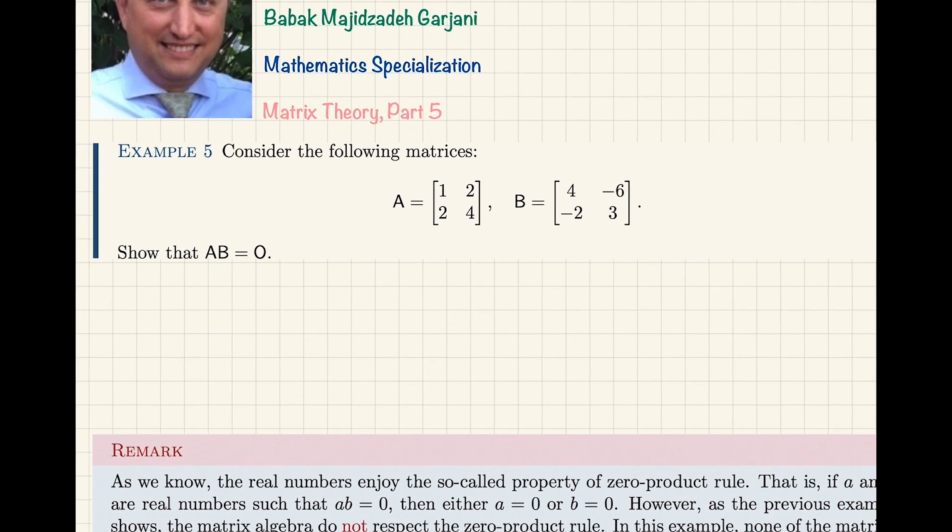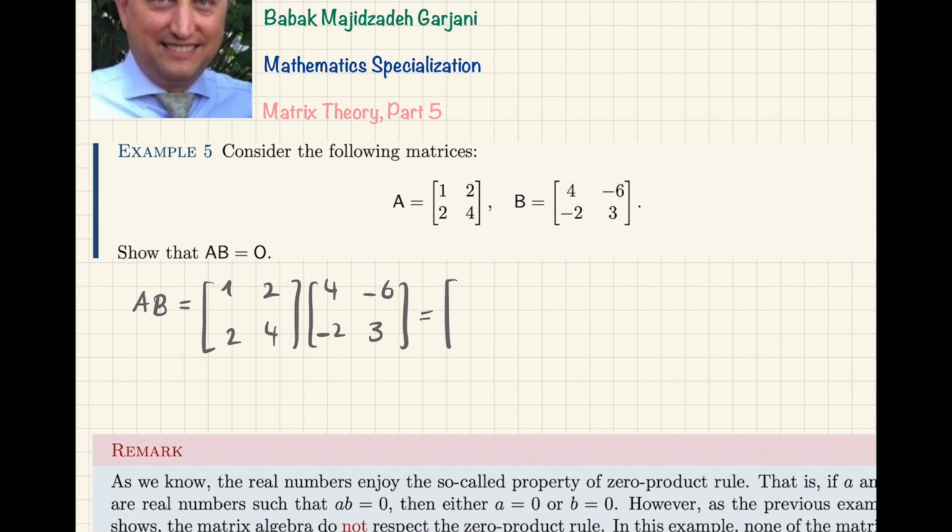Okay, another very important difference. Here I have given you a simple calculation. I have given you two matrices. Even though there is no single zero in these matrices, interestingly the product is 0. So let us double check. A times b, it's 1, 2, 2, 4 multiplied by 4 minus 6 minus 2 and 3.